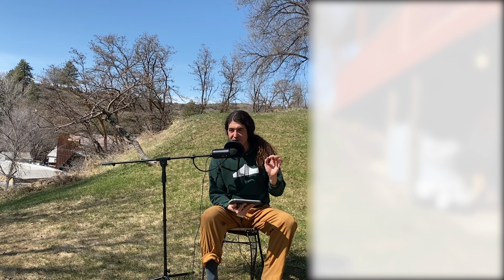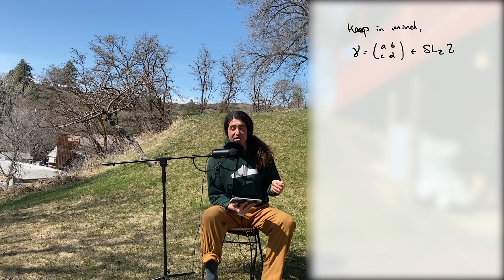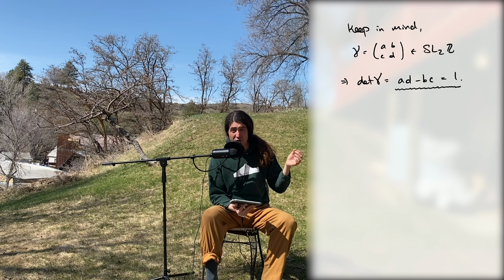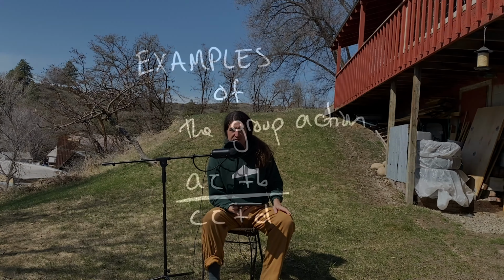To prime you for being amazed, I want you to keep the following in mind. We're talking about SL2Z, right? So that is to say matrices with determinant 1. So in particular, for some generic matrix ABCD, the determinant of that matrix must equal 1, which means that we're looking for things like AD minus BC, and that's equal to 1. Right? Okay, so good. Now let's consider some examples of the group action.